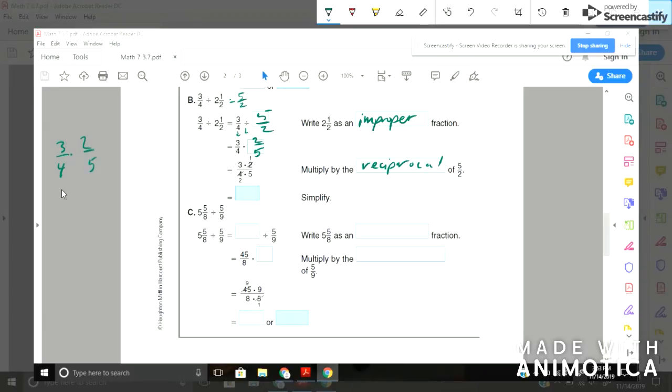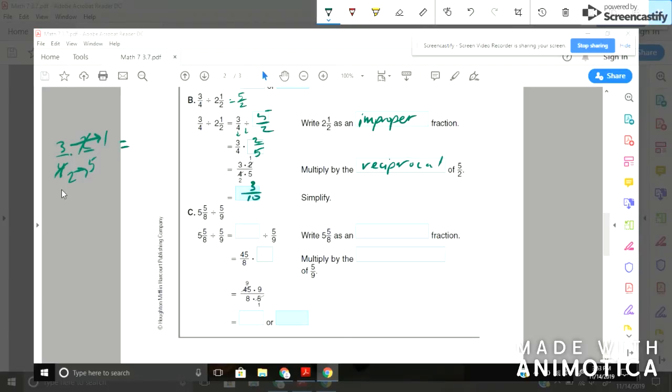If I look diagonal, I see that I have a common factor of 2 here. 2 divided by 2 is 1. 4 divided by 2 is 2. And then I'll multiply across. 3 times 1 gives me 3. And 2 times 5 gives me 10. So 3/10 would be our final.